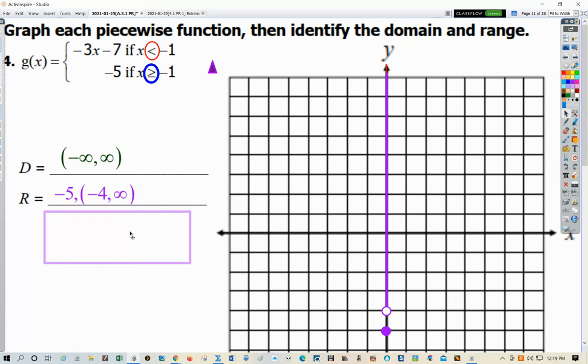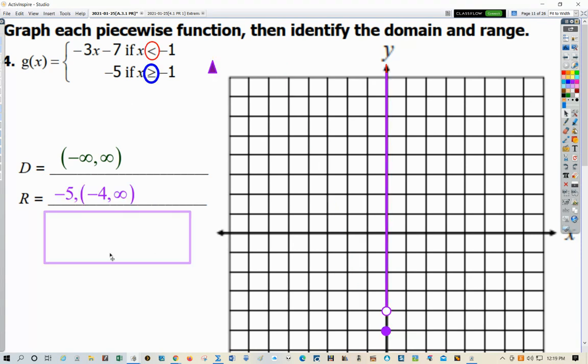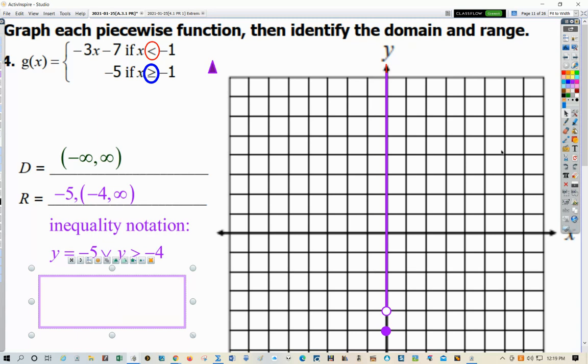right? Everybody see that? If I squeeze both of those functions onto the y-axis, everybody see that's what I'm getting? Right? If I squeeze those things over. Okay? And so that's my range. If I want to write that using intervals, it would have just looked like that. Remember when we used interval notation back at the beginning? We would have said y is equal to -5 or y is greater than -4. I've got those two parts.